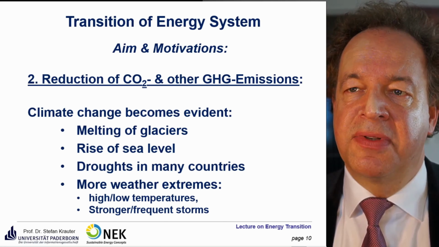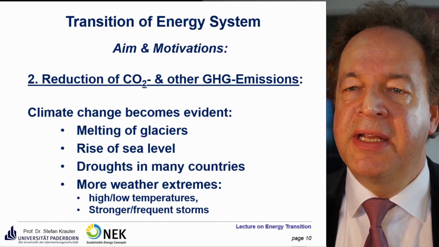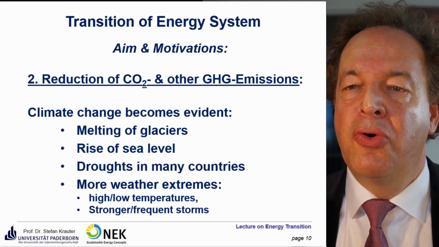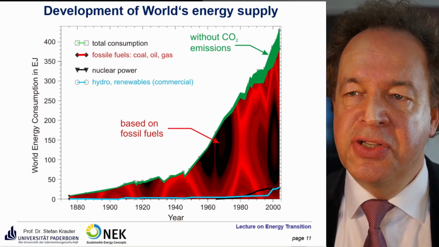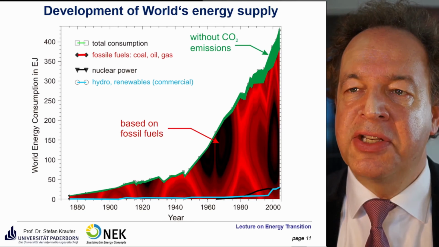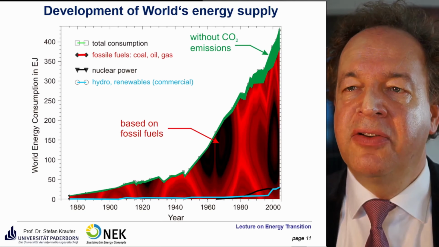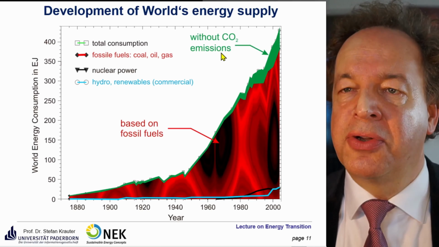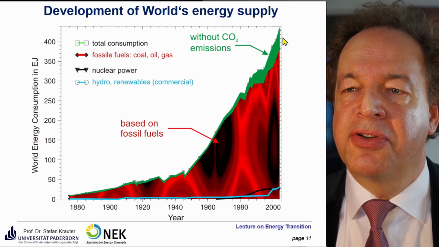Climate change becomes evident, so we have the melting of glaciers, the rise of sea levels, droughts in many countries, and more weather extremes, so we have more high and sometimes more low temperatures. We have stronger and more frequent storms. And this is due to our way of energy consumption, as you saw before when we took a look at the primary energy consumption and we divided between carbon dioxide emitting and non-emitting fuels. You see that only a relatively small share is without carbon dioxide emissions. It's increasing, but still the share is relatively low.